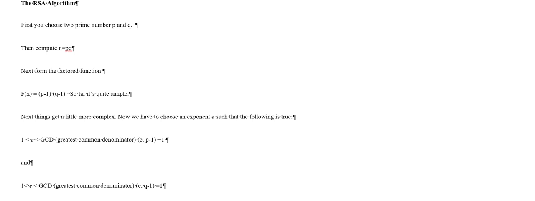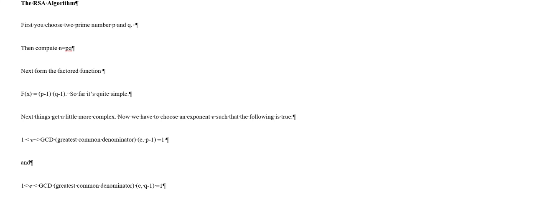So start here. First you choose two prime numbers, p and q. That's what's usually used. Then you compute n equals p times q. Next, form the factored function, and this is where it takes a little explaining. F of x is actually a factored case of p minus 1 times q minus 1. It's not so hard. That would be something that most people learn in second semester algebra in high school. So far it's quite simple.